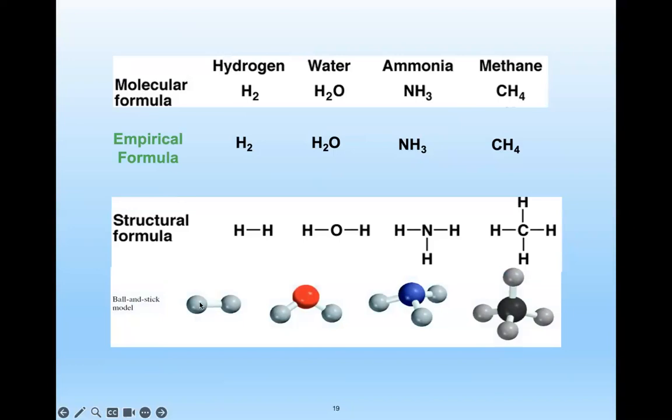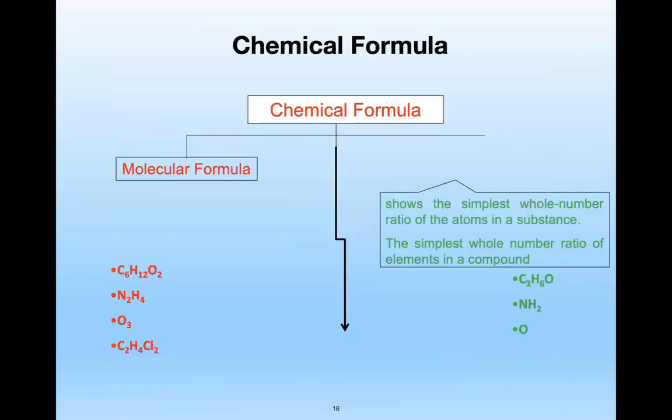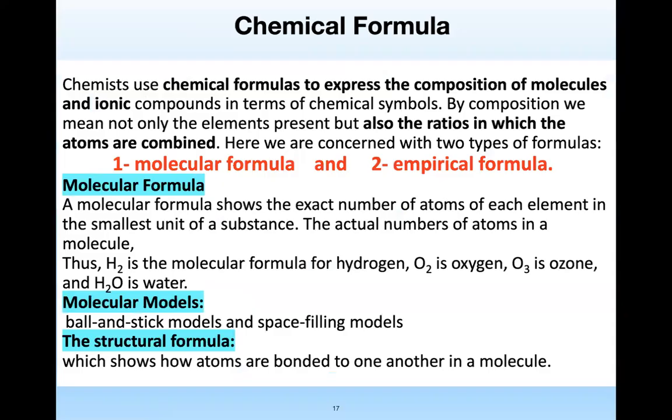You can see it in another nice way. H-H, 1 bond. Oxygen in red color, 1 bond here, 1 bond here. So 2 bonds. Nitrogen, 3 bonds, 1, 2, 3. Carbon, 4 bonds here. Now you can understand what structural formula and molecular formula mean. If you go back to this text, now you can understand it. It is a slide I showed before. That's why I told you don't read that. But if you read it now, after you understand, then you know what molecular formula means. These show the exact number of atoms of each element in the smallest unit of substance, the actual number of atoms in a molecule.